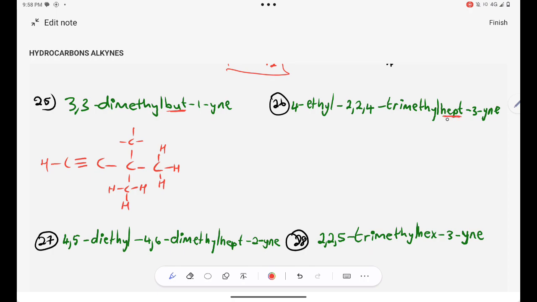The parent chain has 7 carbons. Okay, that's 1, 2, 3, 4, 5, 6, and 7. Between carbon number 3 and 4, there's a triple bond. Okay. This doesn't make sense. I think that was supposed to be over there.